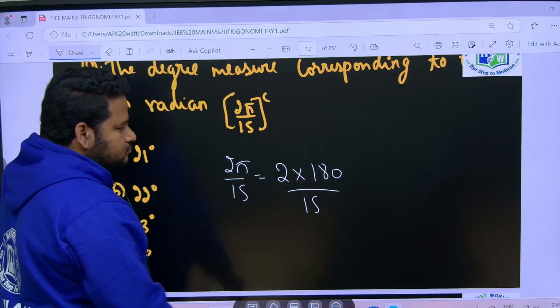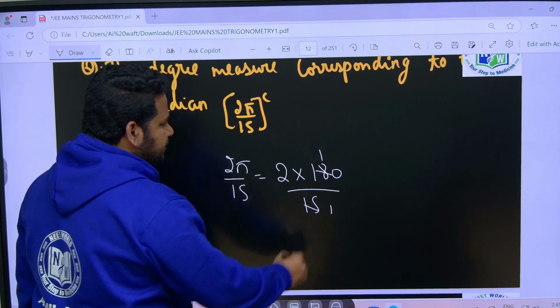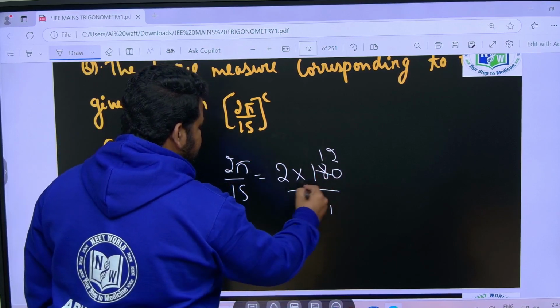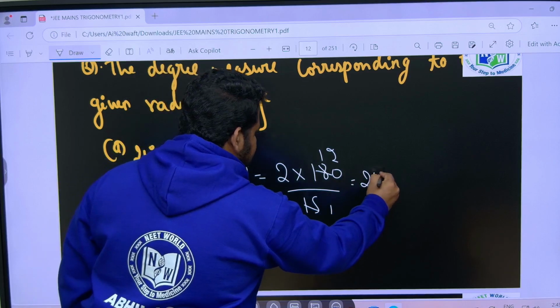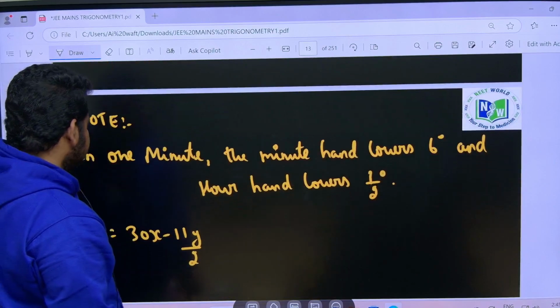Okay, 15 ones are 15, so 3 is left, 15 twelves is 180, so 12 twos are 24 degree. This is 24 degree, that is option D. This is 24 degree. This is how you solve.